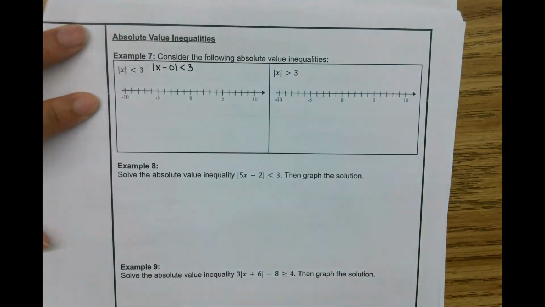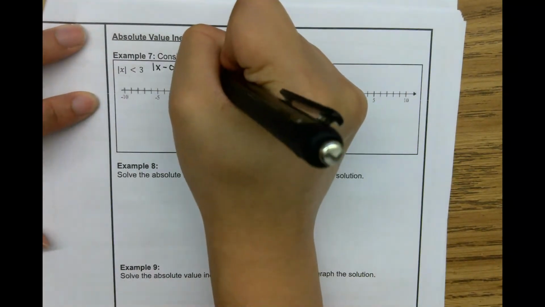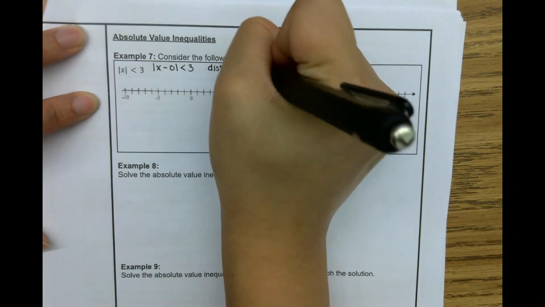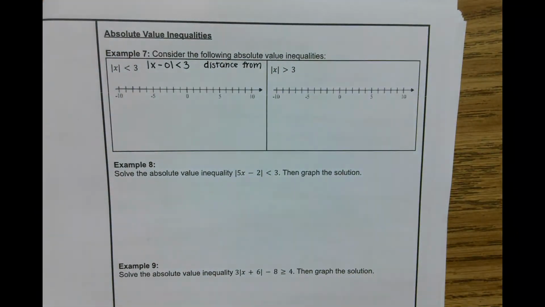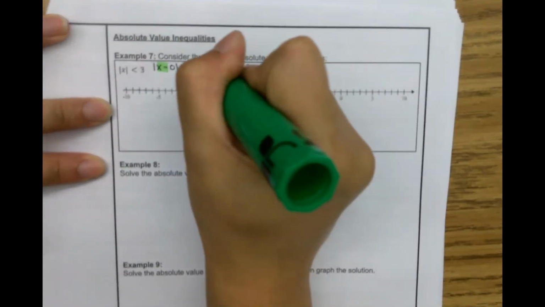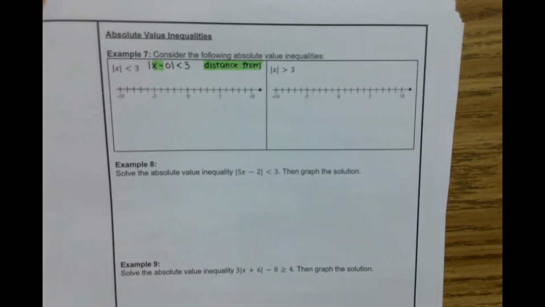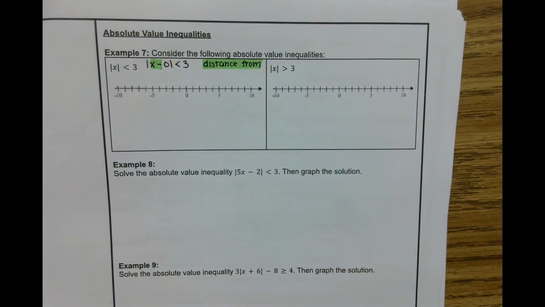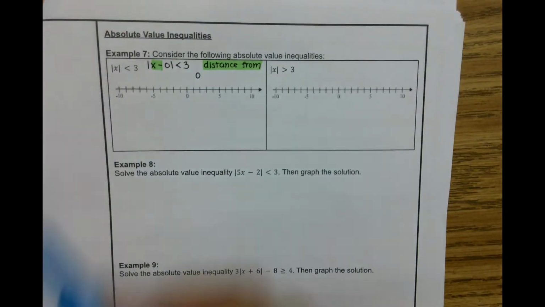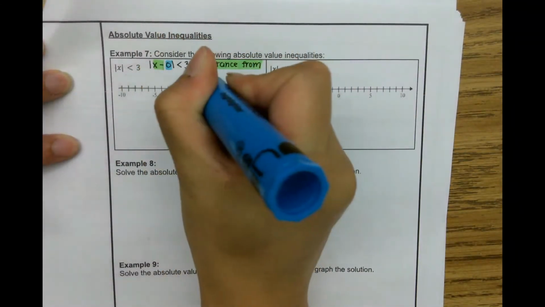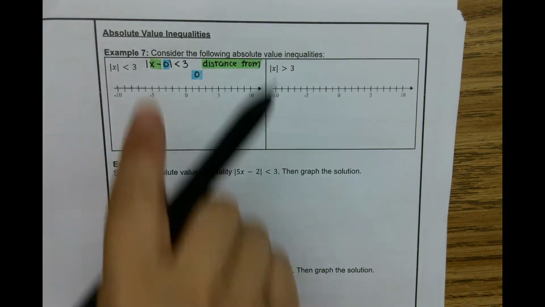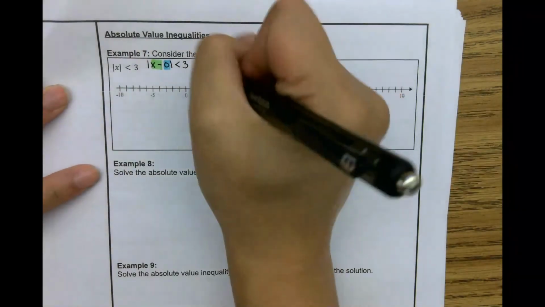So what this means, again, if you remember, is the distance from. So absolute value is all about distance. This here is distance from, okay? In this case, distance from what? The distance from 0. What do we know about the distance from 0 that we're talking about here? The distance from 0 here is less than 3.